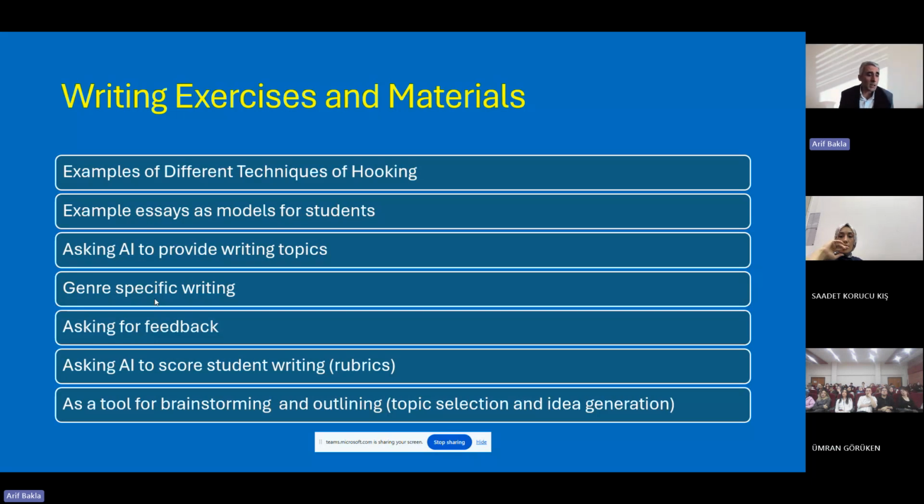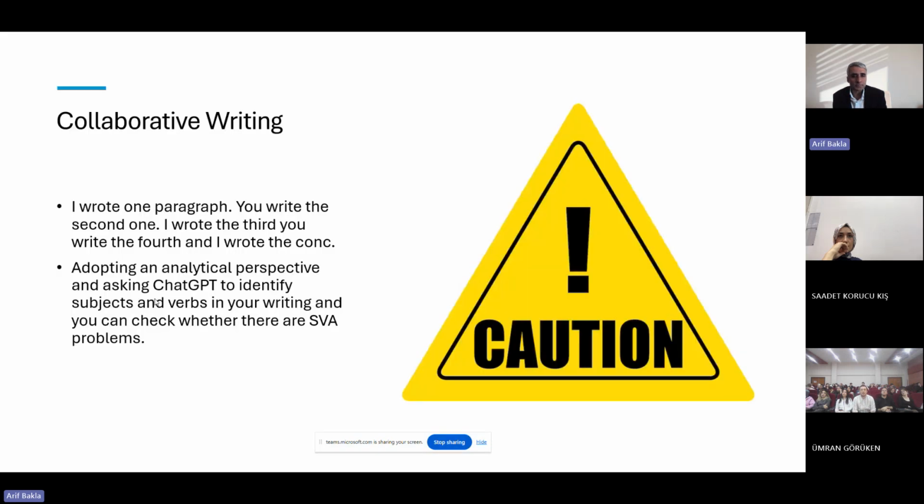And most of the time, whenever students have trouble choosing their topics, they just go through any AI tool and ask the question, could you give me a list of topics on which I can write an argumentative essay, argumentative paragraph, or a narrative essay, and so on. Okay, and it could be a good tool for outlining and brainstorming.